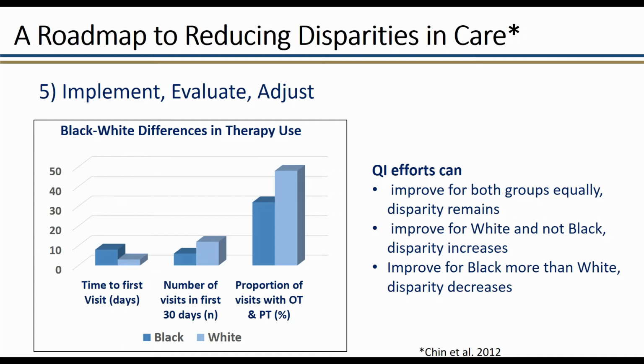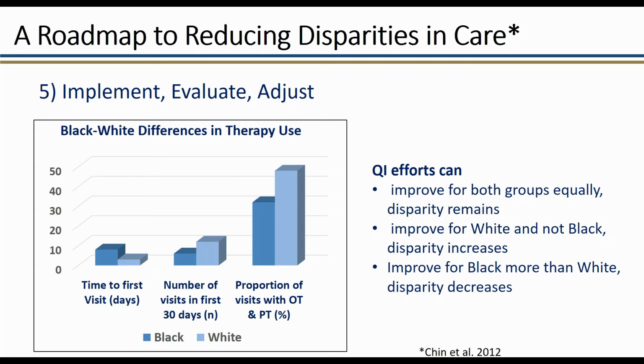So if you implement some kind of quality improvement effort to try to make some change in these different measures, one thing that could happen is that you could improve things for both groups. So these bar graphs might move up some, but the disparity would still be present.